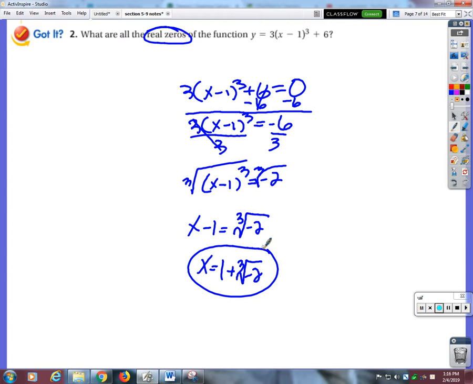3. What are the other 2 answers? What's true about them? Nope, that would be a real solution also. We don't know what they are, but what's true about them? They're imaginary, okay? They're imaginary. And so this question is specifically saying just the real zeros. So we got this answer, so we're just going to call it good with just having 1.